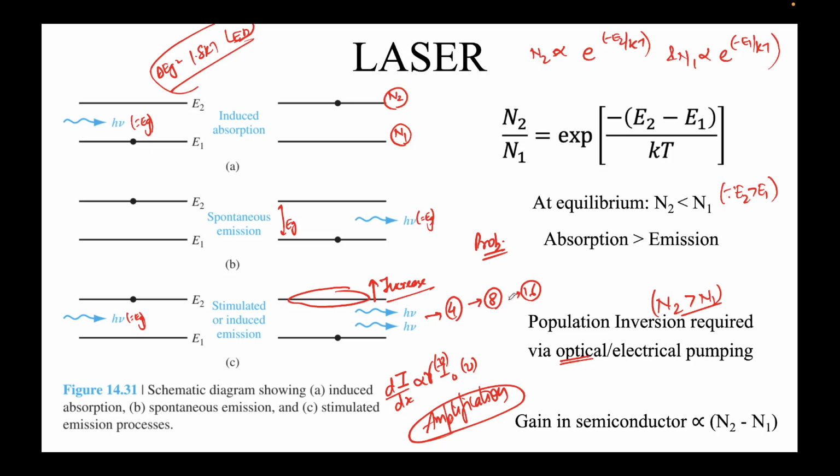This will happen only when this term is positive, when the gain is positive. When the gain is negative, it means that if you stop the pumping, optical pumping or electrical pumping, N2 will become less than N1, because that is the equilibrium. You are removing the external stimulus, the external pumping arrangement. N2 will start becoming less than N1, and then you will lose this gain, so amplification will not even happen. Okay, so this is very important.